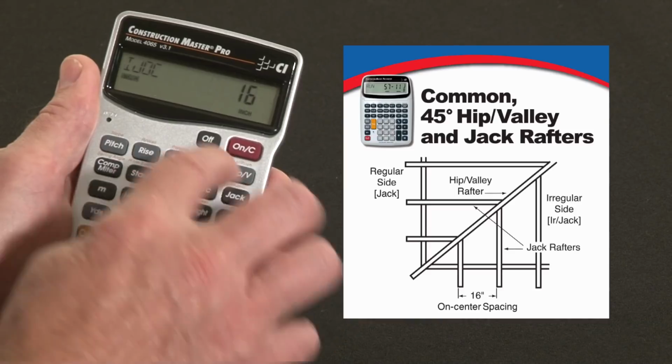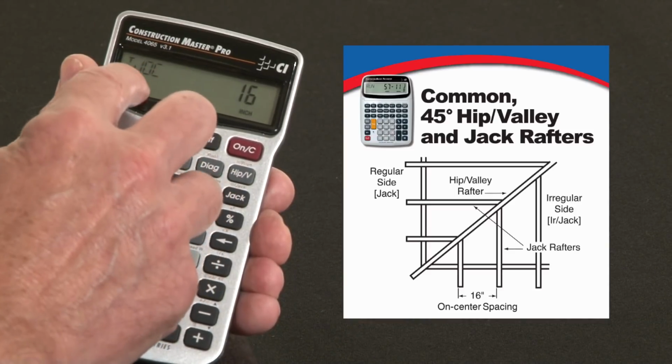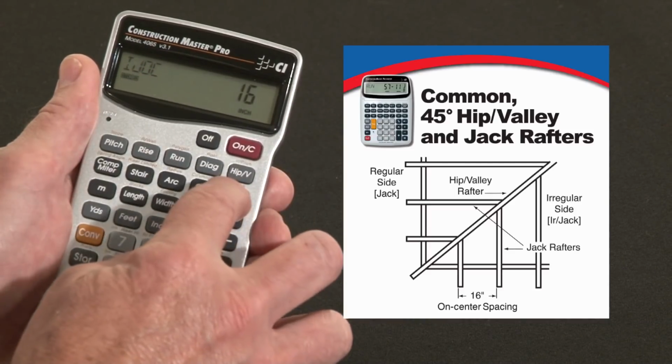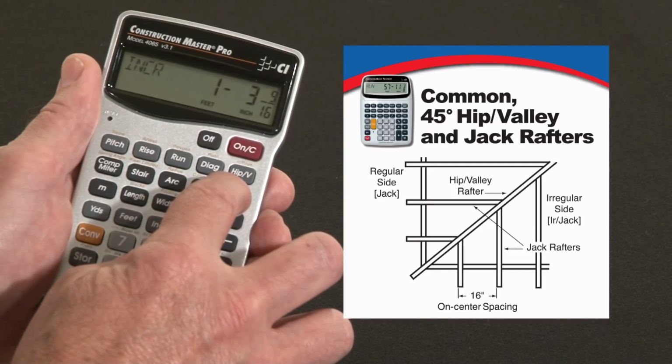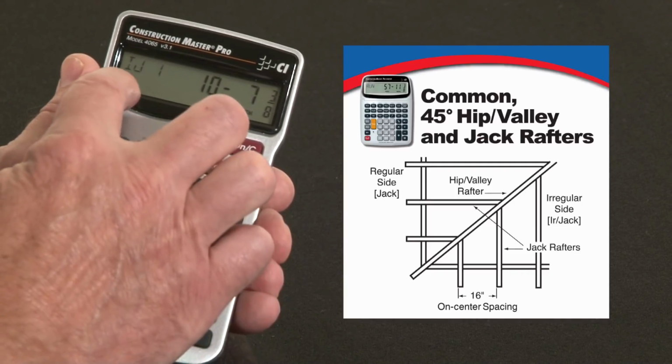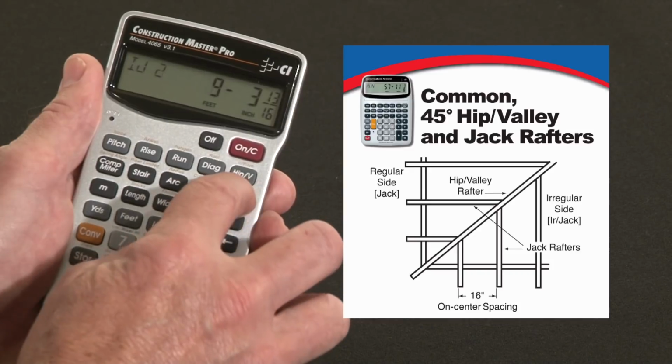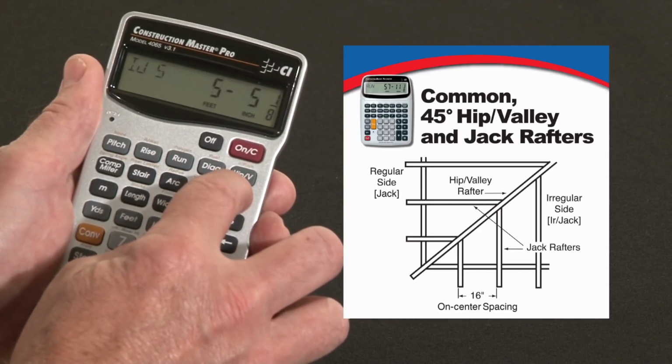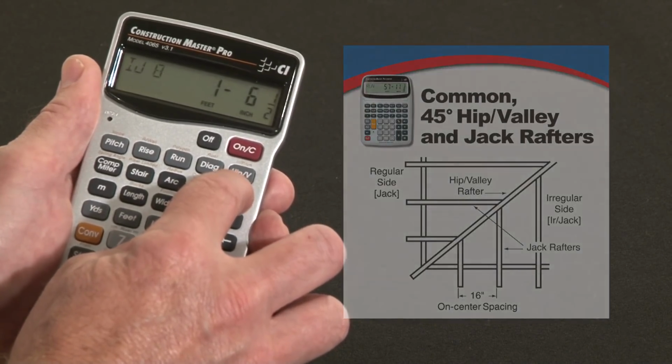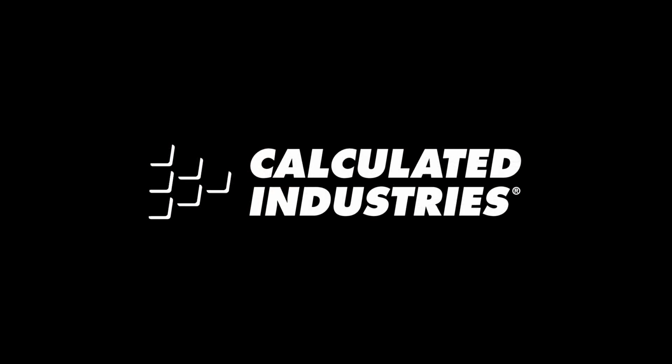So when I press the jack, it says irregular jack on center spacing, the same 16 inches we're using. Press it again, there's the increment of change, and then it'll start with irregular jack number 1 on down to the corner, the length of every single one of those jacks. So that's a quick overview on the rafter functions.